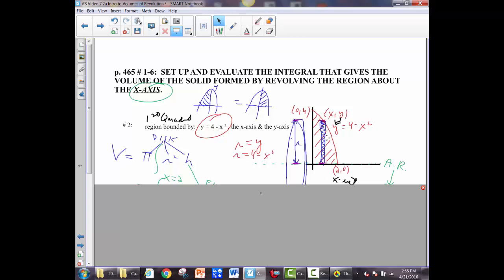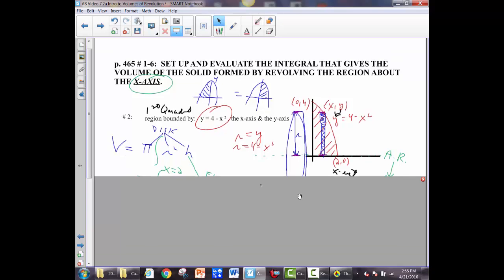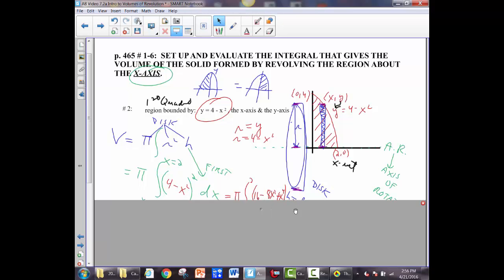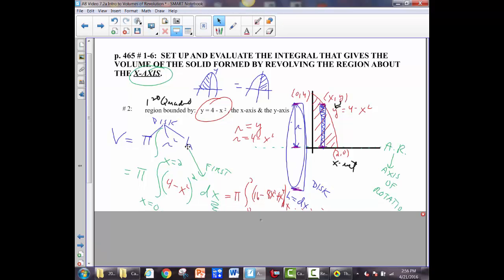So here's our region, and they told us to revolve about the x-axis. So our rectangular strip has to be perpendicular to the axis of rotation, so it has to be vertical. You're going to take that little rectangular strip and rotate it about the x-axis, and it's rotating on one of its own borders, so you will get a disk. Our radius, as you can see, again, is the y coordinate of the point. And once again, our height is horizontal, so it's dx.